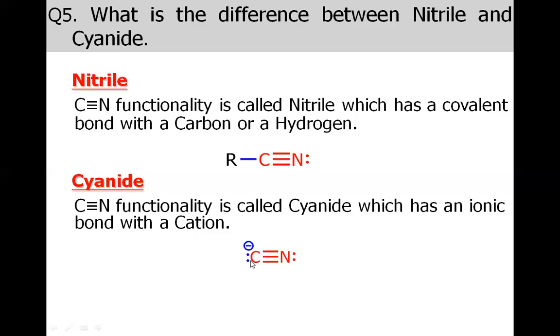But we also use the cyanide in our organic chemistry, because when we say the attack of the cyanide, attack of the CN, we call it cyanide. But when we have this CN installed on some carbon chain, we call it nitrile.